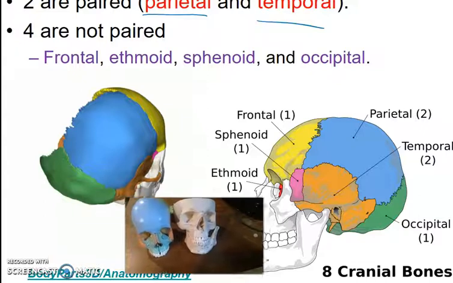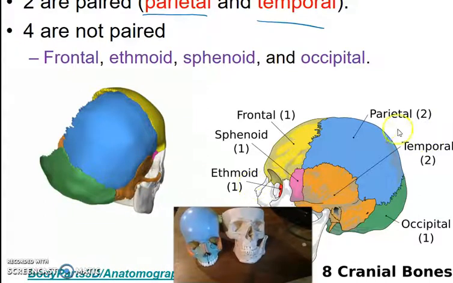so they're the ones in white here. Now, we talked about how there's 2 paired cranial bones, the parietal and temporal, and all the rest are unpaired. I would memorize what the 2 paired ones are, and then all the rest are the unpaired ones. So in this video, we're going to talk about landmarks.